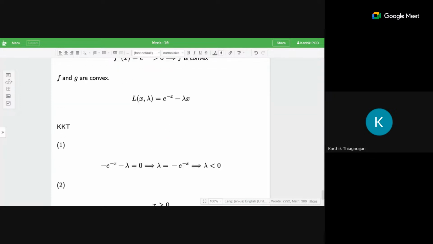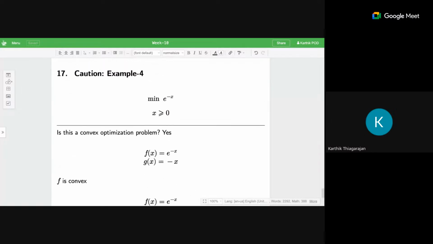And if you go back to the original problem, this should have been obvious by just looking at it, right? Does e power minus x have a minimum when x is greater than or equal to 0?